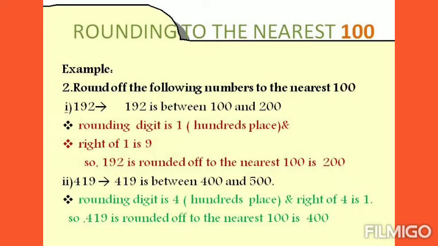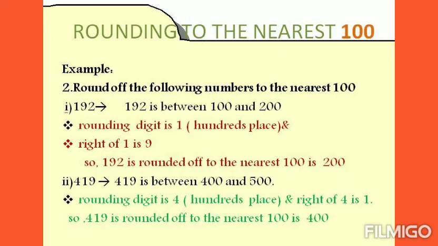The rounding digit is 1. The digit to the right of the rounding digit is 9 which is greater than 5. So we have to add 1 with the rounding digit. So if you add 1 with the rounding digit, it becomes 2. The remaining places we have to change as 0. So what is your rounding number? That is, 192 rounded off to the nearest 100 is 200.